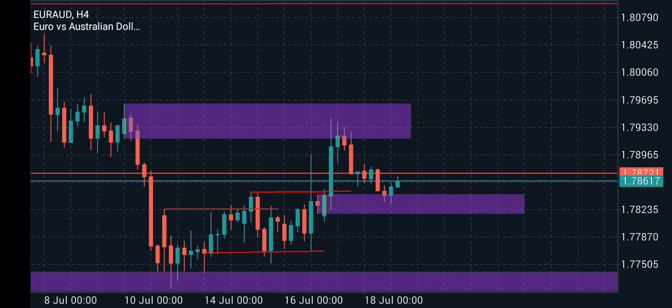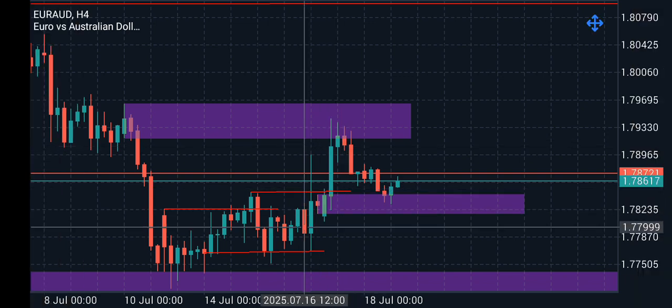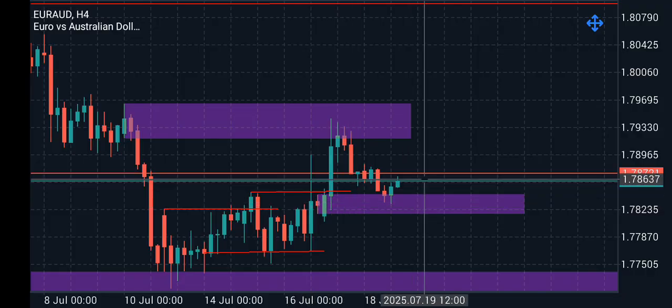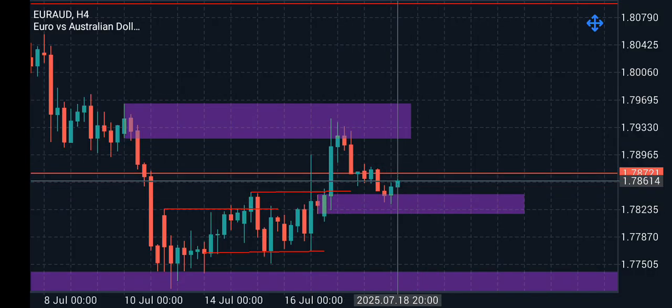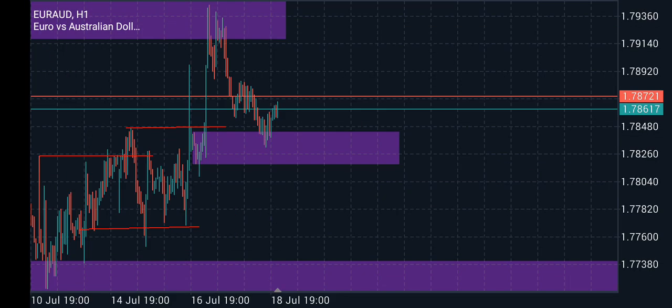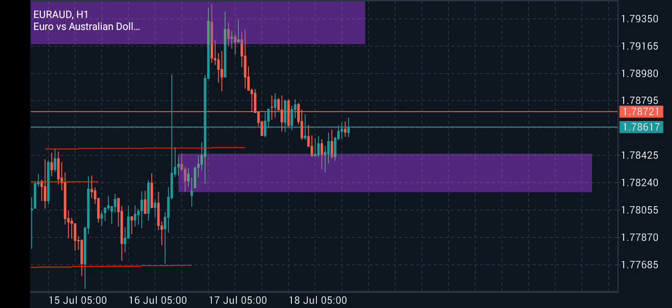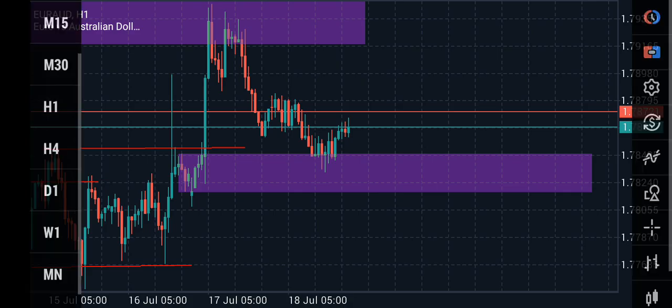So let's go to the 1 hour, and I'm anticipating that this order block will hold price to the upside, and I'm anticipating to buy EuroAud. I'm anticipating the euro to be stronger than the Australian dollar. So let me lower down to my 1 hour time frame.